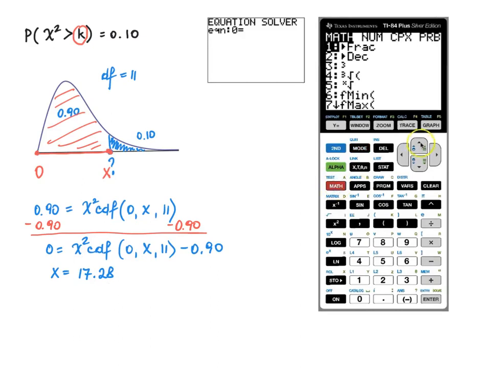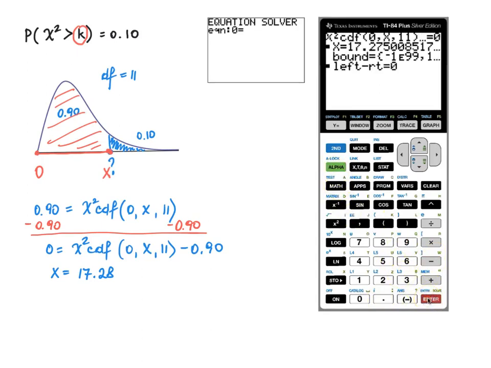Press Math, scroll up to the solver, press Enter to choose that function. Here it is. It asks to type in the equation that looks like 0 equals something. So I'm typing 0 equals chi-square CDF between 0 and x with 11 degrees of freedom. And I press Enter a few times. Don't forget to subtract 0.90 or 0.9 and press Enter. And again, don't forget Alpha Enter to force your calculator to recompute and give you the most updated number.